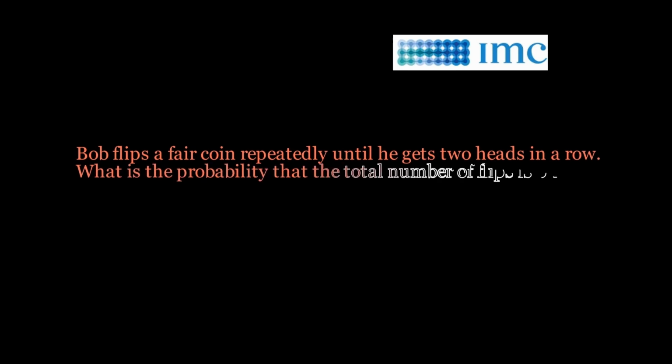Now let's look at a different version of the problem, which was asked at IMC Trading. Bob flips a fair coin repeatedly until he gets two heads in a row. What is the probability that the total number of flips is odd? Try to solve this one on your own.